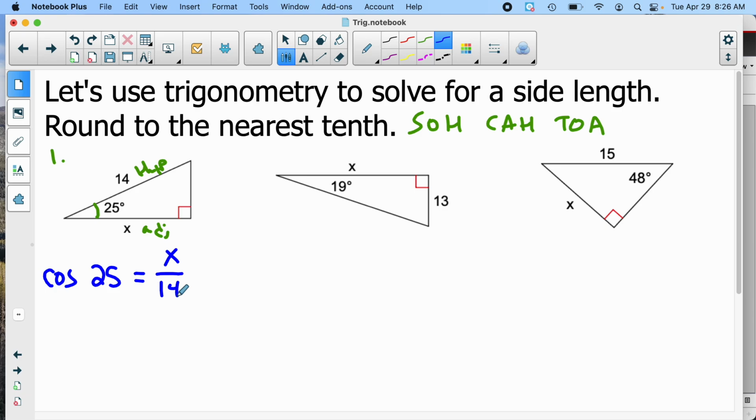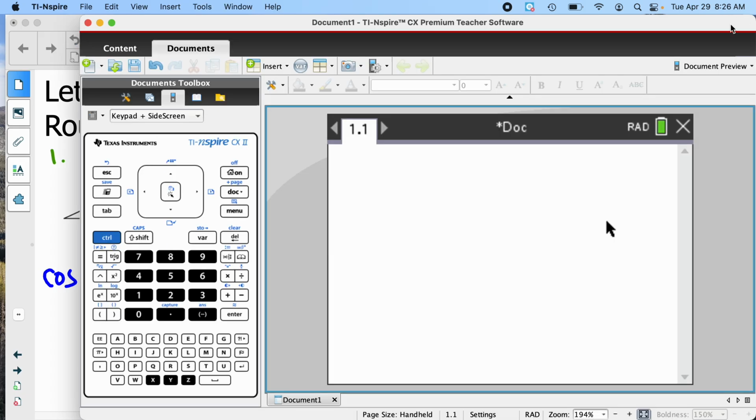Now, let's stop there for a second. Let's talk about how to solve this. So, go to your calculator, and the first thing I want you to do when you go to your calculator is look at these letters up here. If it says RAD for radian, it's wrong. You'll get answers that are way out of line. If you click on it, you should change it to DEG for degrees. You always want to be in degrees.